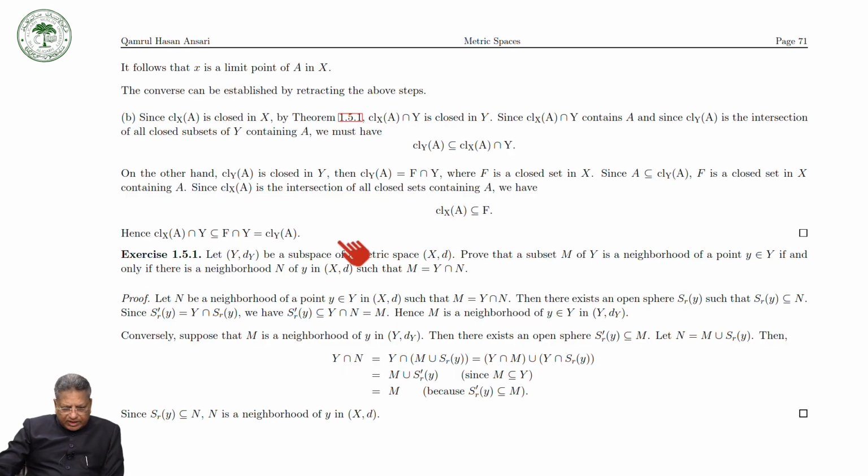Now we can continue our previous talk. We have the exercise which says: let (Y, d_Y) be a subspace of a metric space (X, d), and prove that a subset M of Y is a neighborhood of a point y if and only if there is a neighborhood N of y in X such that M is equal to N intersection Y. By using a similar argument as above, we can prove this result, whose proof is already given here. So I stop over here.